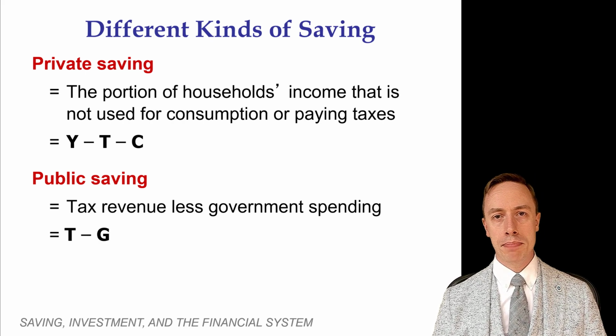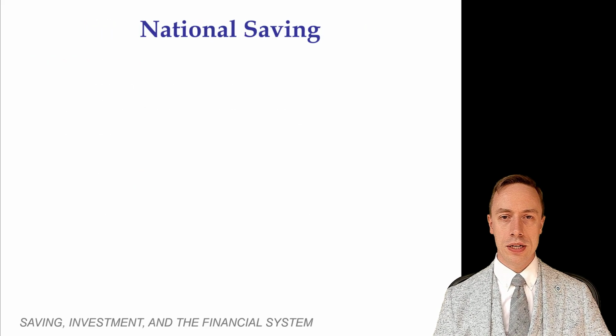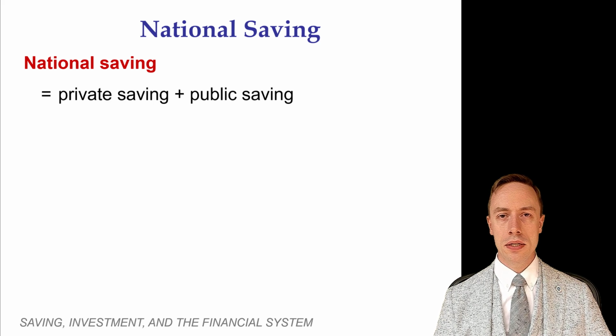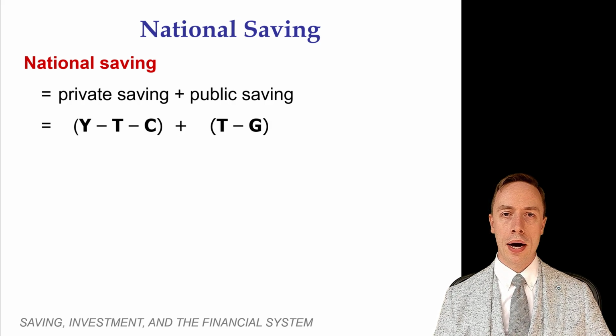It's more rare, but the same thing can happen to private saving. It's possible for private saving to be a negative number. These are the two sources of savings in a macroeconomy. And if we refer to them collectively, they are referred to as national saving. So that's simply the sum of private and public saving. But let's have a closer look at the math here. Private saving is defined as Y minus T minus C, while public saving is T minus G.